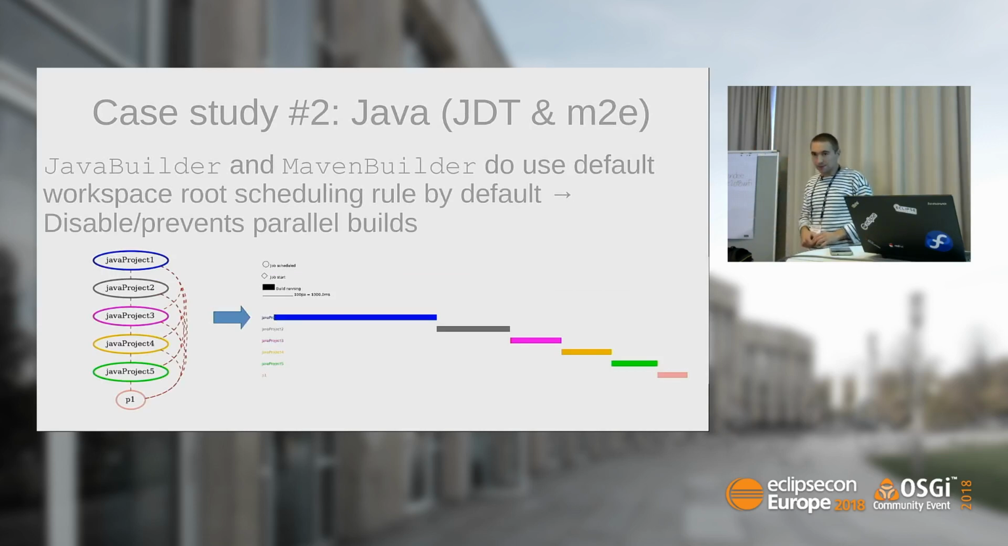Another use case to highlight will be the Java and M2E story. So as I mentioned, those builders do use the workspace root scheduling rule just by legacy. And those rules make everything conflicting. So even if we trigger it in parallel, if we enable parallel build and say build 4 threads, it's just ignored. So that's the current state.